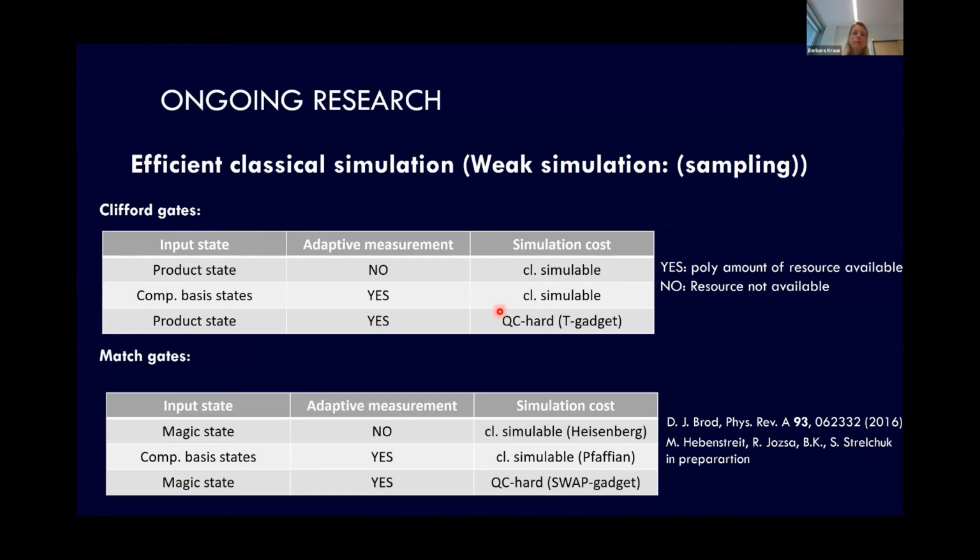Now you can go one step beyond that and ask, okay, so if I have now these magic states, when is the system still simulable? When can I still do the computation classically as efficiently as on a quantum computer, and when does this break down? And this is similar to what has been shown for Clifford gates, where you consider various different input states, so for instance, product states or computational basis states, and you allow or don't allow for adaptive measurements.